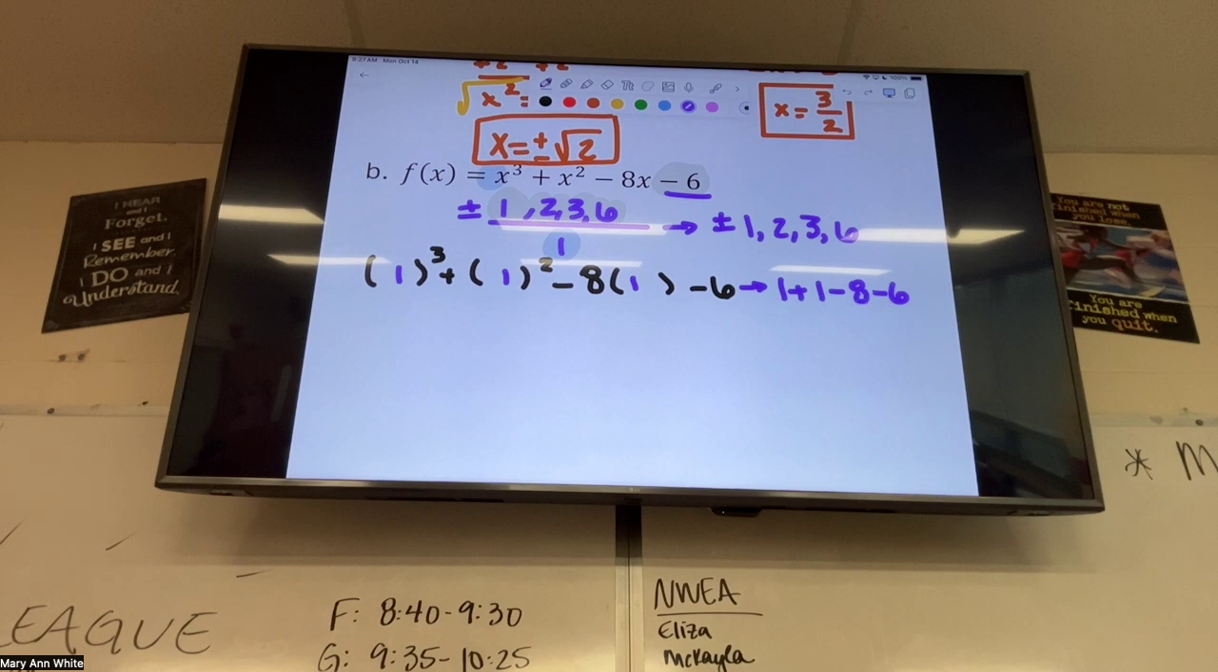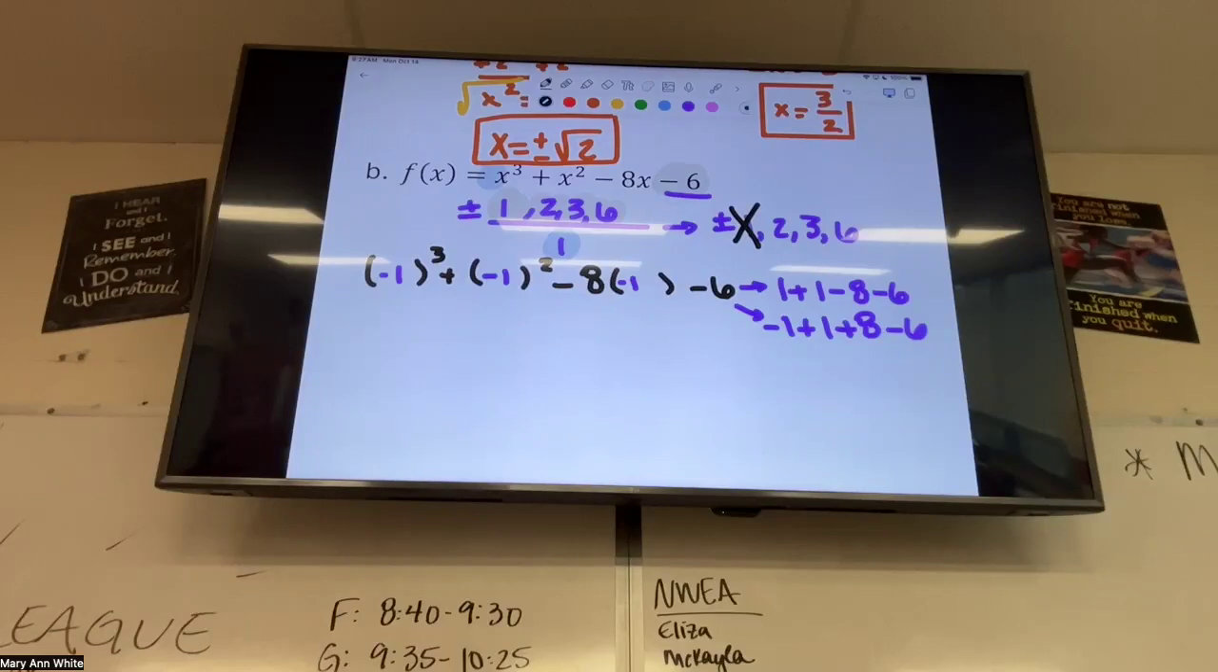Let's try -1. So now I'm going to plug -1 in for all of those. What's -1 to the third? -1, right? What's -1 squared? +1. What's -8 times -1? +8. And what's then -6? So now I've got -1 plus 1 plus 8 minus 6. Is that going to equal 0? Okay. So we tried 1 and -1. 1 doesn't work. Now we're going to do 2, then -2. And if that doesn't work, then we'll try 3, then we'll try -3.